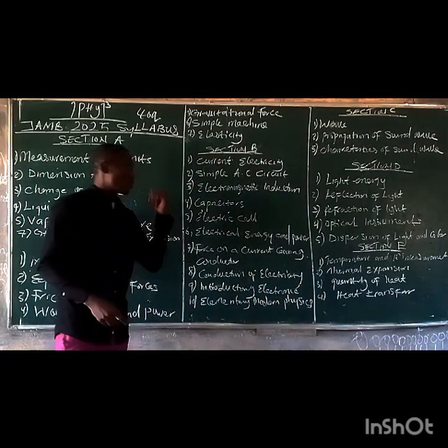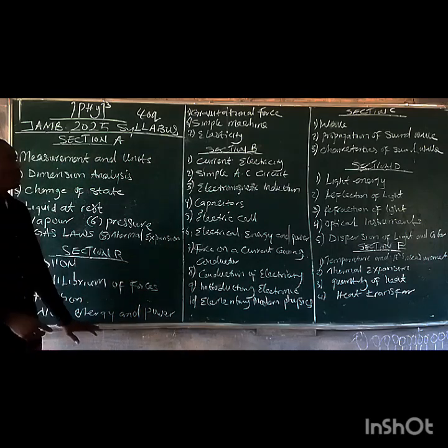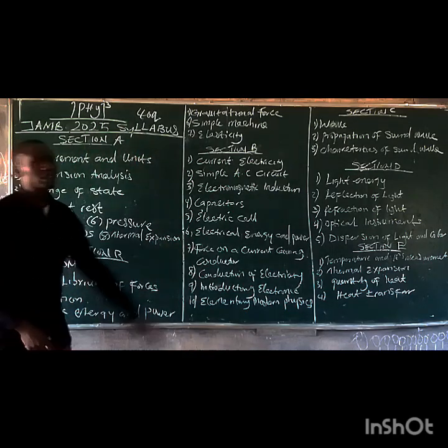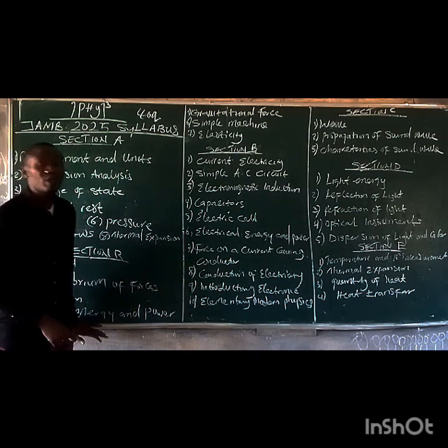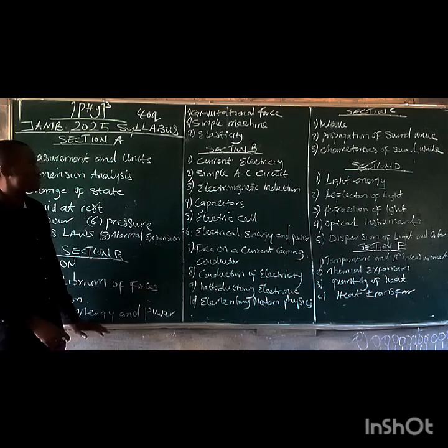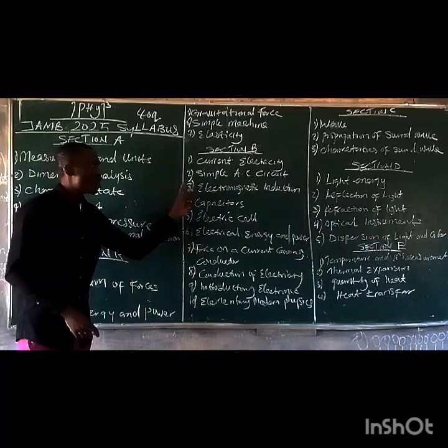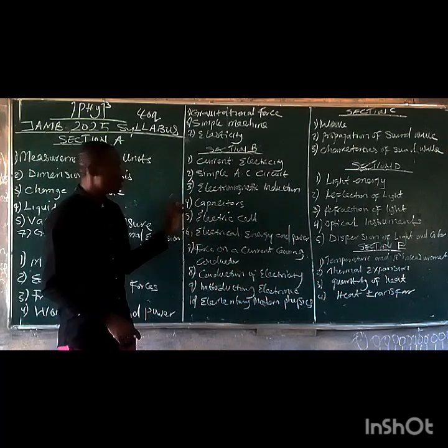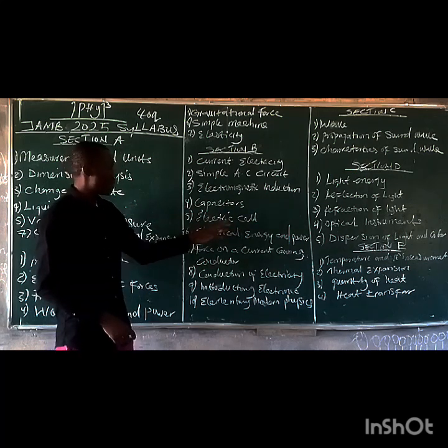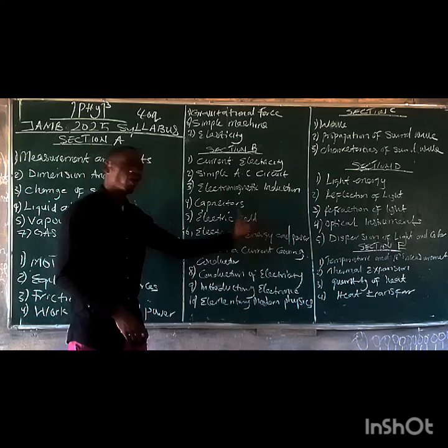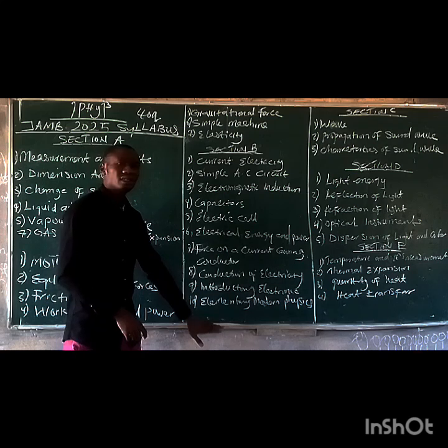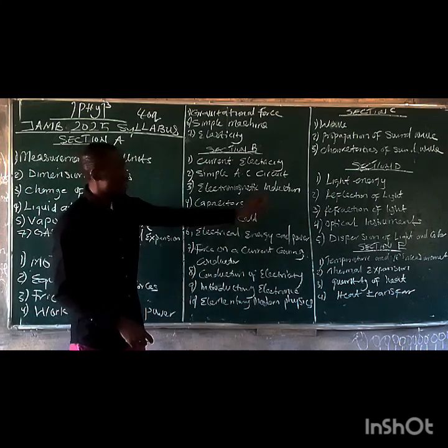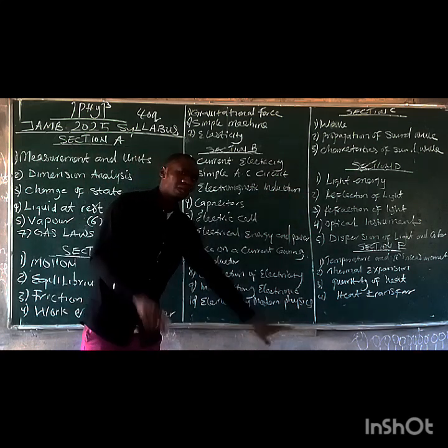Now, if you look at the arrangement of this syllabus, normally a syllabus is supposed to be in a row, and it just gives you everything, but we'll try to arrange the syllabus in such a way that the topics are interrelated. If you look at this section B, you'll notice we have current, simple AC circuits, electromagnetic induction, capacitor, electric cell, and stuff like that. Now, these topics are correlated. If you're going to study, you must make sure you combine these topics together. If you're going to study section D, make sure you combine the topics together. Let me show you what I mean.